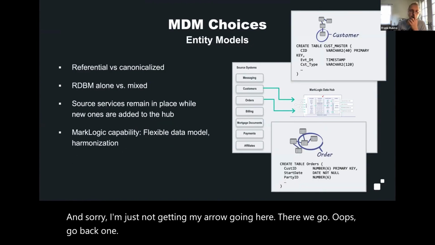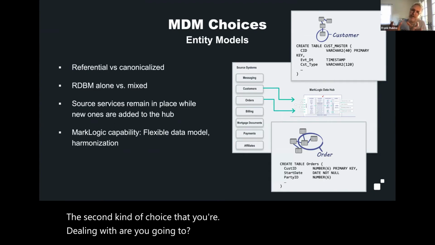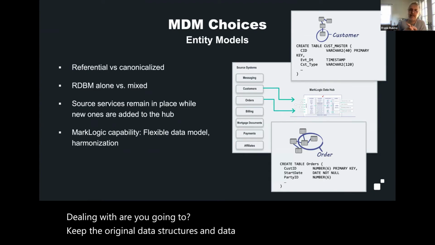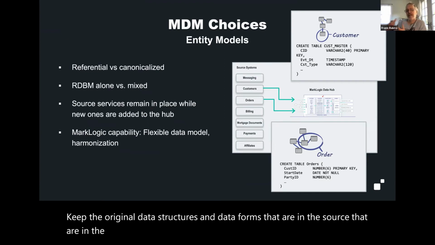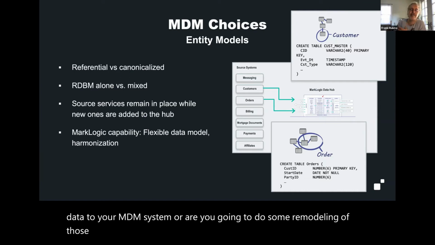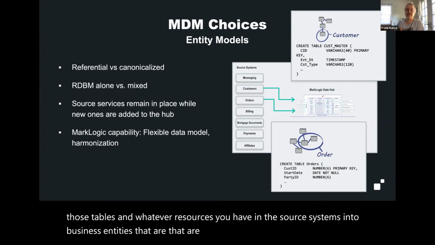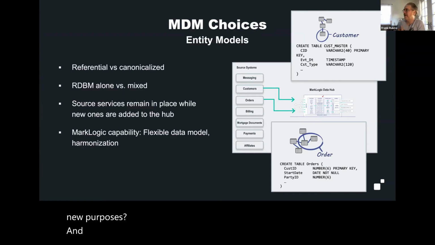Yeah, synchronization. And then the second kind of choice that you're dealing with is, are you going to keep the original data structures and data forms that are in the source systems? Are they going to just migrate over to your MDM system, or are you going to do some remodeling of those tables and whatever resources you have in the source systems into business entities that are reformed, remodeled for new purposes and new consumption channels?